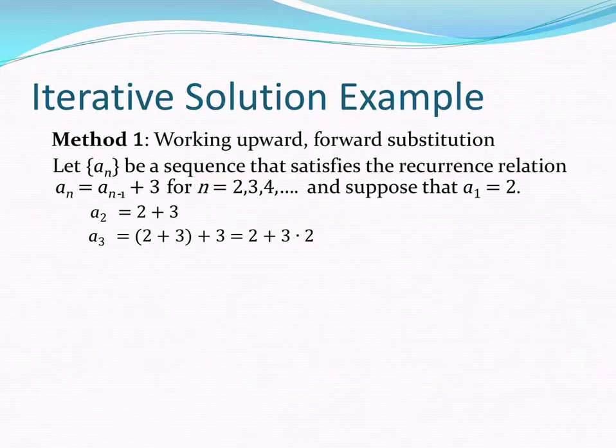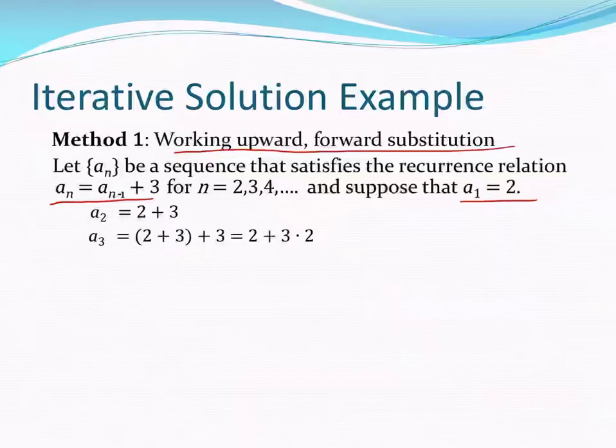All right, so here we have a recurrence relation, and we have an initial condition. And we want to know if we can find a solution, that is, a closed formula for the nth term. Well, one of the ways we can do it is by working forward. Just start running that sequence out.